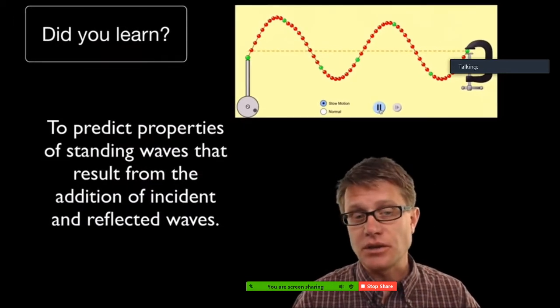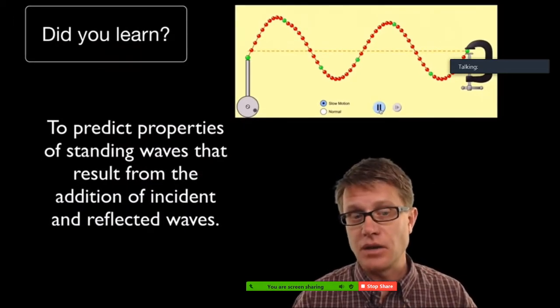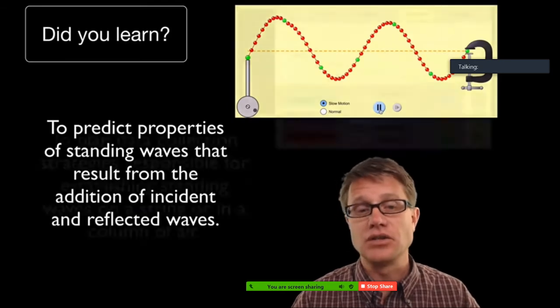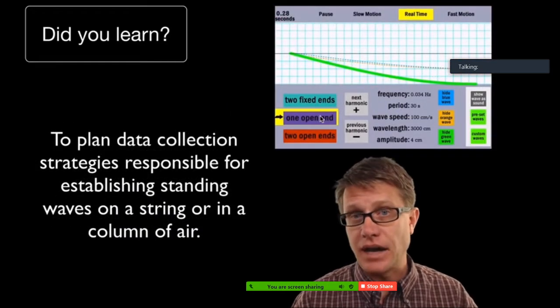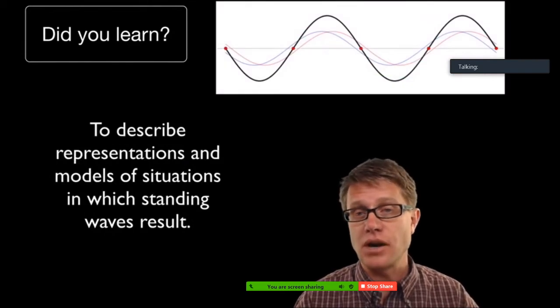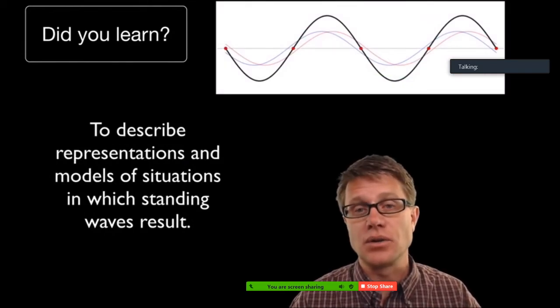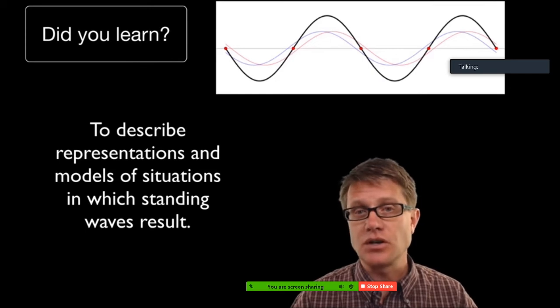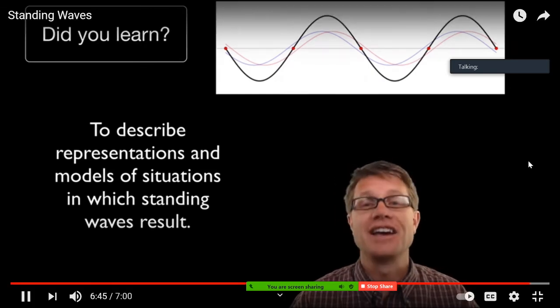And so did you learn to predict the properties of standing waves? They result from reflection of these traveling waves. Could you collect data? Again, I use the SimBucket simulation to do that. And then finally, could you describe examples of when this occurs, standing waves? Musical instruments are good, baseball bats are great, and I hope that was helpful.